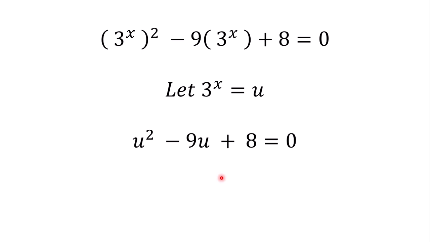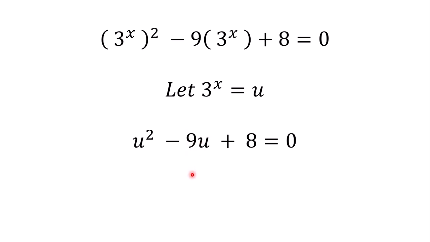Minus 1 and then minus 8. Minus 1 times minus 8 will give us 8. Negative times negative will give you positive. And negative minus negative will give you a negative answer. So minus 1 times minus 8 will give you this 8 here. Minus 1 minus 8 will give you this minus 9 here.